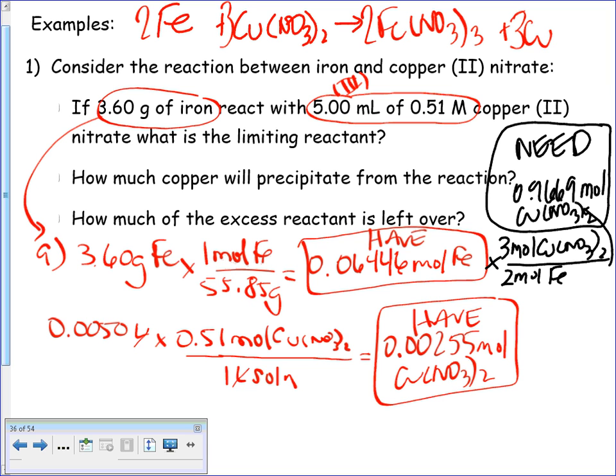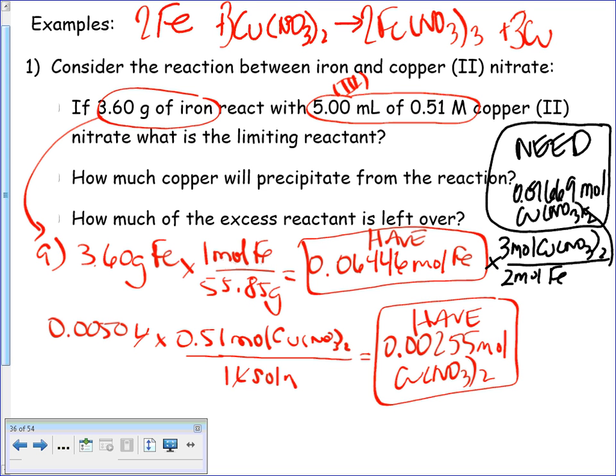So if that's how much I need, compare that to how much I have. Do I have enough copper 2 nitrate to fully react? No, I've got way less copper 2 nitrate. I need a ton more. I have very little. So what can you imagine? Yeah. I'll put that in the calculator. I got 0.09. I actually did too. I didn't look at my calculator. 0.09. Okay, but still same story stands. I need more than I have.